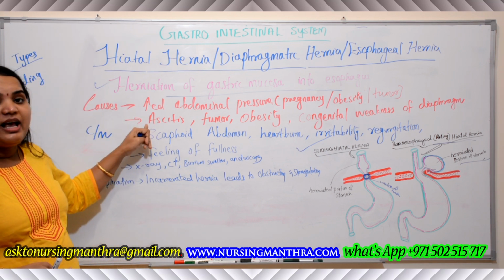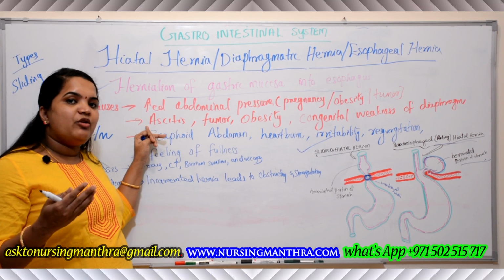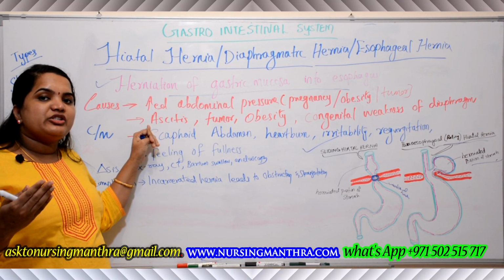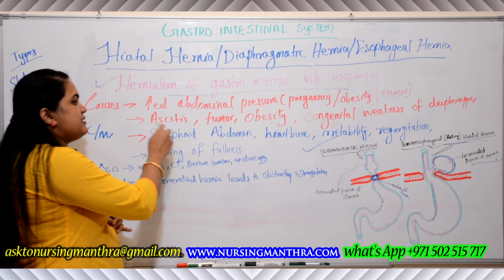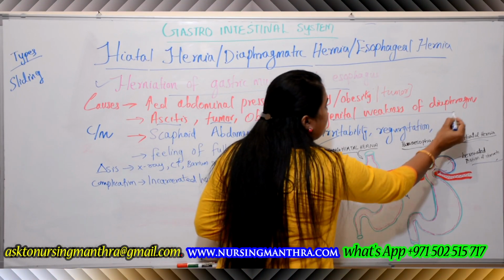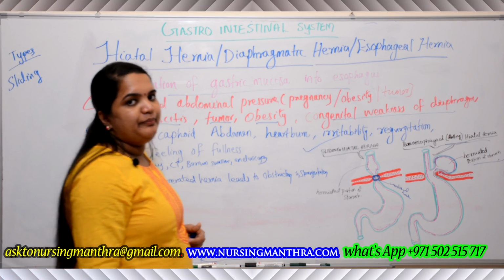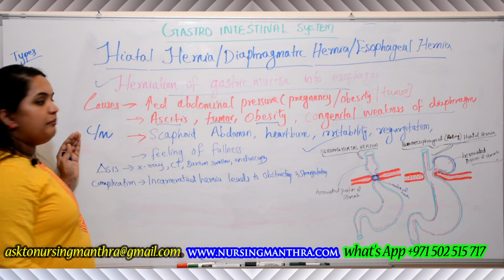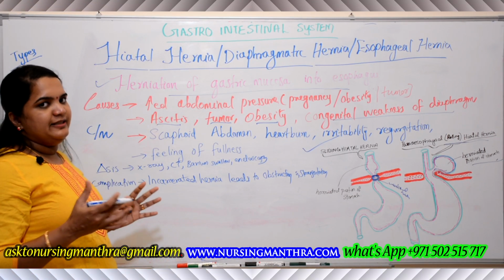And if there is ascites in liver cirrhosis and so on, you can see there will be fluid collection in the abdomen, that is ascites, tumor, obesity, or congenital weakness of the diaphragm. Okay, these are the main causes of this hiatal hernia.